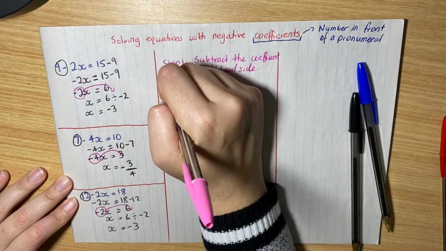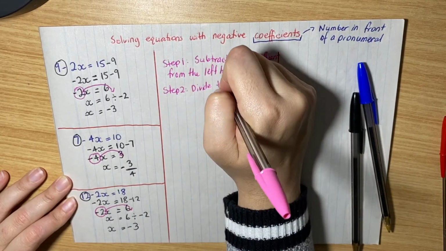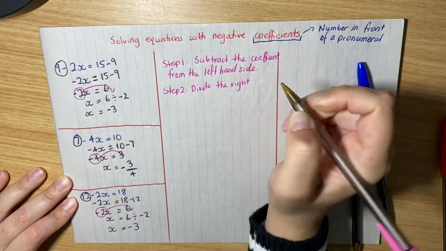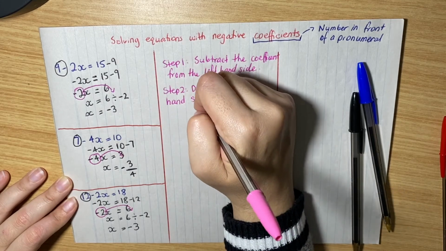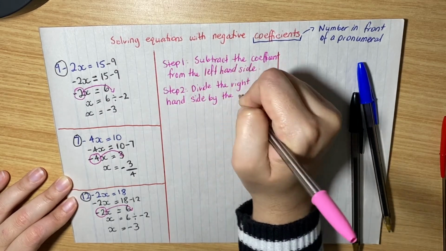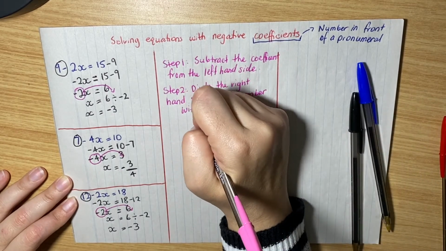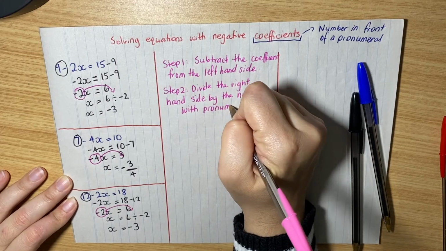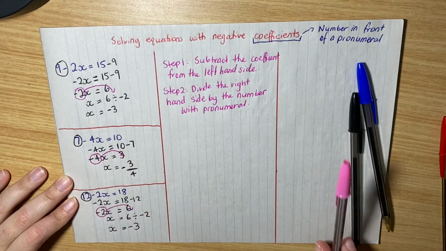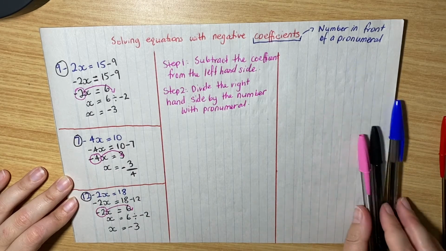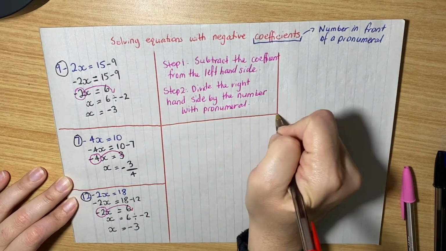Okay, and then step 2, we're going to divide the right-hand side by the number with the pronumeral. So that is this number here, the number that is attached to the pronumeral. Okay, we're going to divide that. All right, let's have a look and let's do a few other examples together.